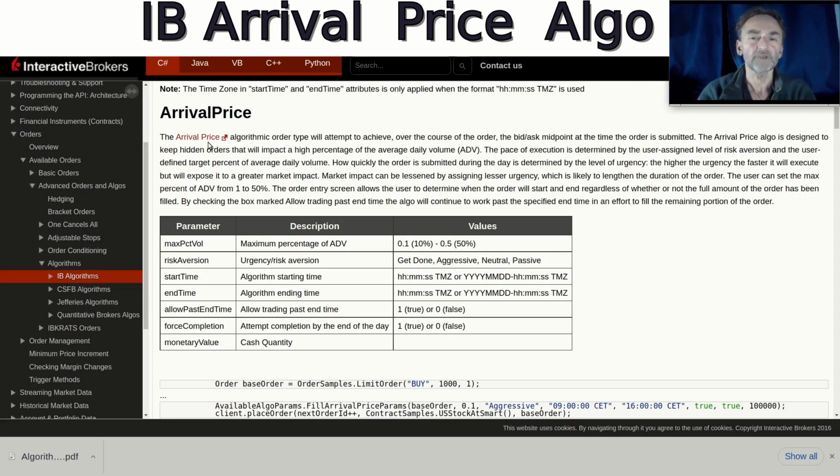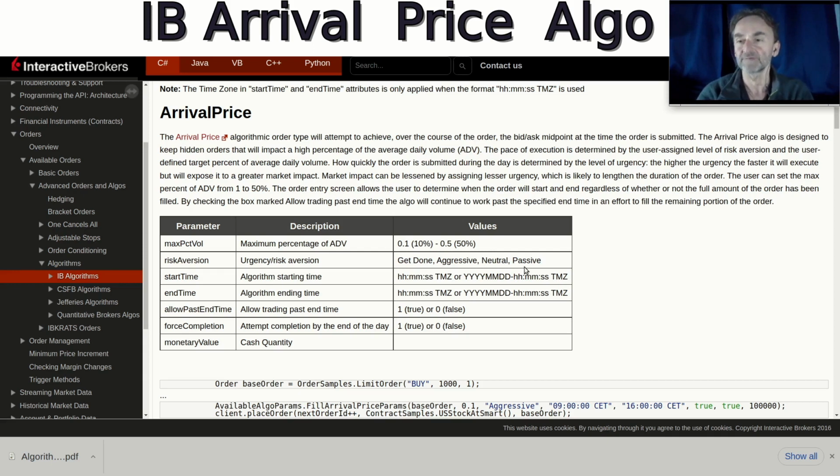So when you look at IB's arrival price, you can see there are a few settings here. You can set a maximum percentage of the average daily volume, so if you have really large orders, you want to set that to your specific needs. Then there's a risk aversion setting with several options: get done, aggressive, neutral, and passive. Get done is the most aggressive one, and passive is the least aggressive one.